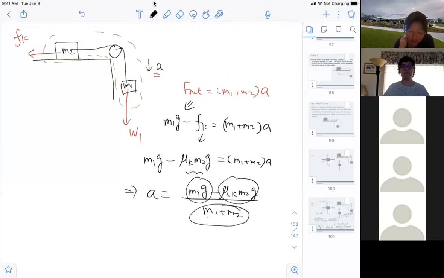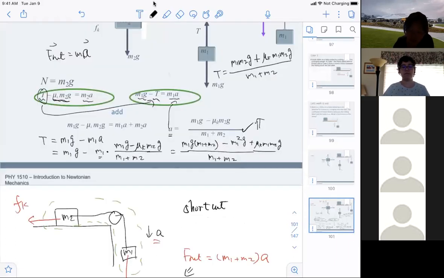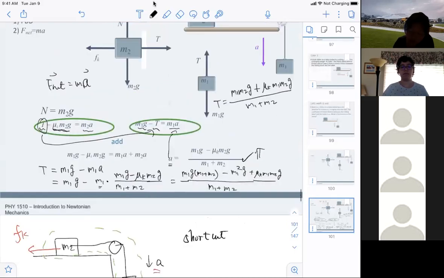Okay, all right, so that is the shortcut. Again, this is the shortcut. To find the tension, you still have to go to individual objects to find the tension. And that's just like the same we did before. So the next step is exactly the same as we did previously.